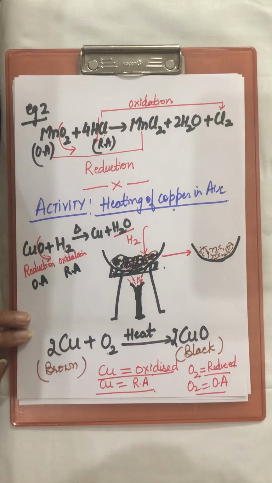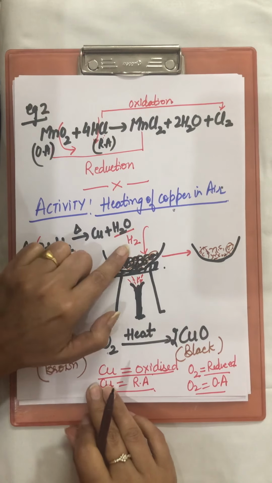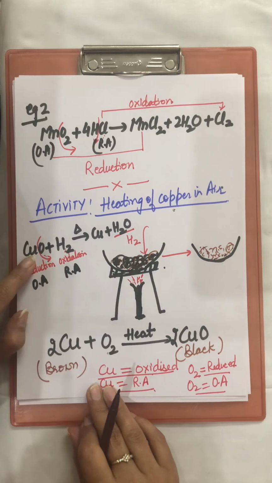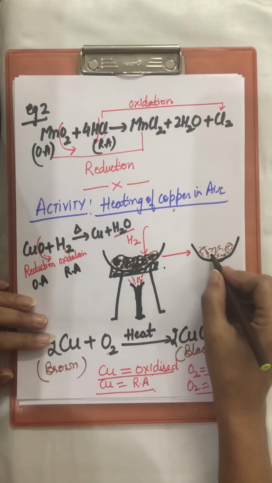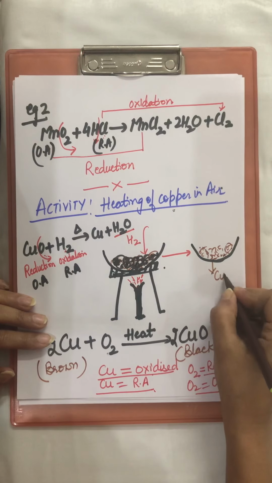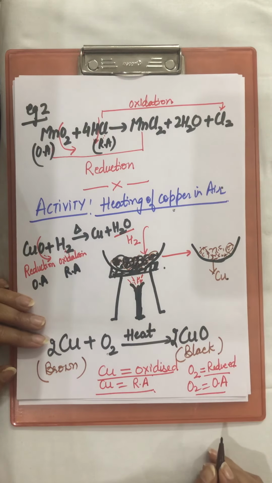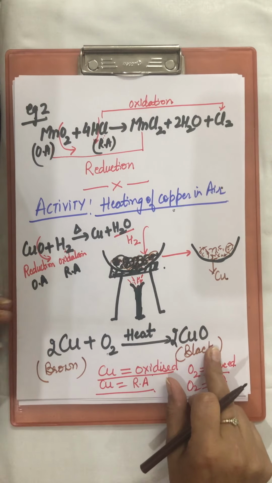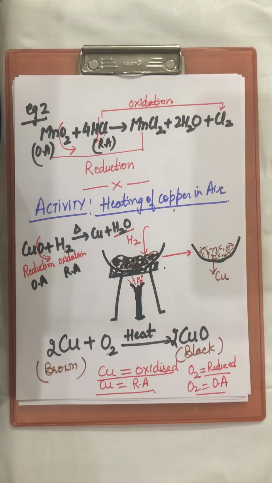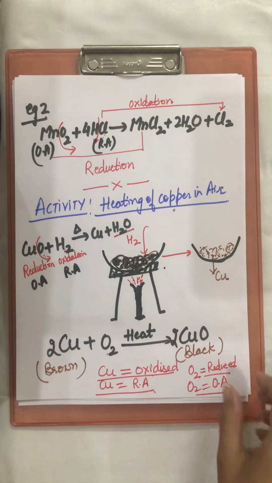Now coming to the colors. When hydrogen is passed through copper oxide, which is black in color, it changes to copper, which has a brown color. So actually this has changed to copper on passing hydrogen to it. This is the reverse of this reaction. So this is an activity to understand oxidation and reduction reactions.